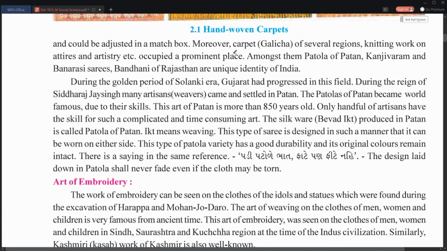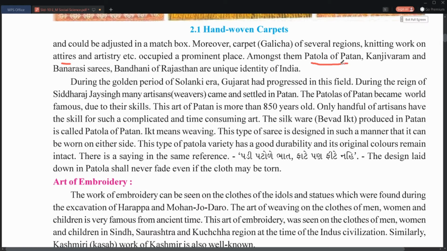Okay, moreover, carpet means we use the word galicha for that. Carpets of several regions, particularly you might have heard Bhadohi of Uttar Pradesh and also Ahmedabad of Gujarat. Several regions, knitting work on attires, attires means our dress, poshak jise hum kehte hain, and artistry, etc. occupied a prominent place. Amongst them, patola of Patan is very much important.